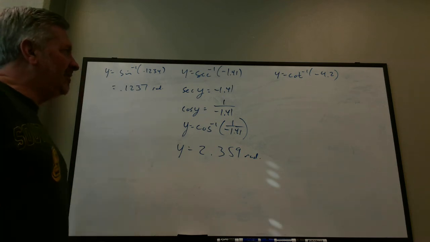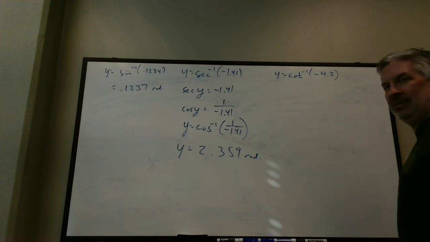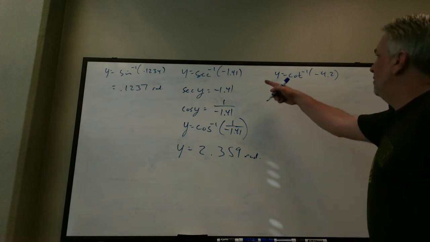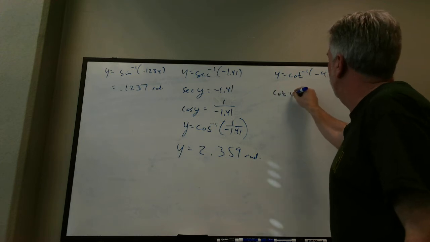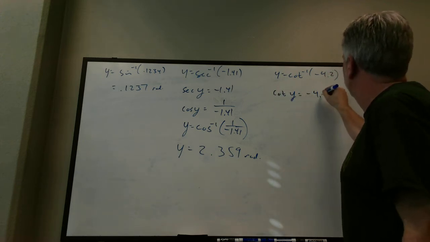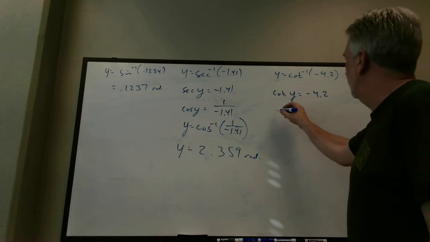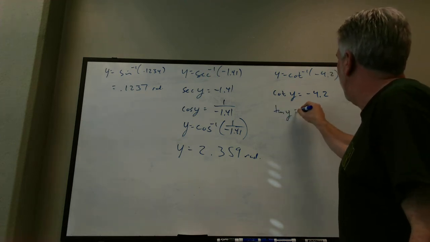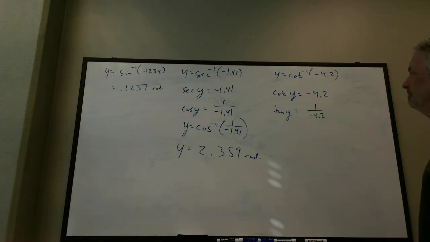Okay, now what about this last one? Same idea. I don't have a cotan button, so I don't have a cotan inverse button. So let's rewrite it. Cotan inverse of the number is an angle, so cotan of the angle is the number. And then we're going to change it to a tangent problem. So tangent of y is 1 over negative 4.2.